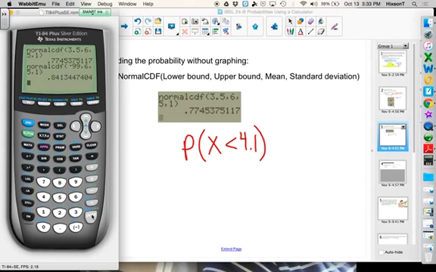Or wait, I'm sorry, I had the wrong upper bound. Okay, so it's 4.1. The probability is about 18.4%. By the way, there's a good example where I knew I was below my mean and I got 84%, so I knew I should have had an answer less than 50. That's what tipped me off that I had punched something in wrong. So pay attention to those things.